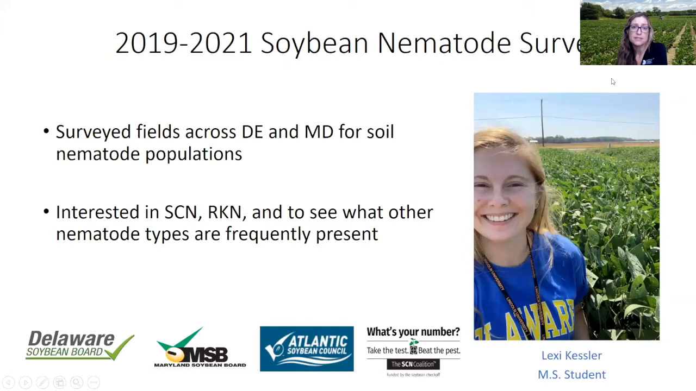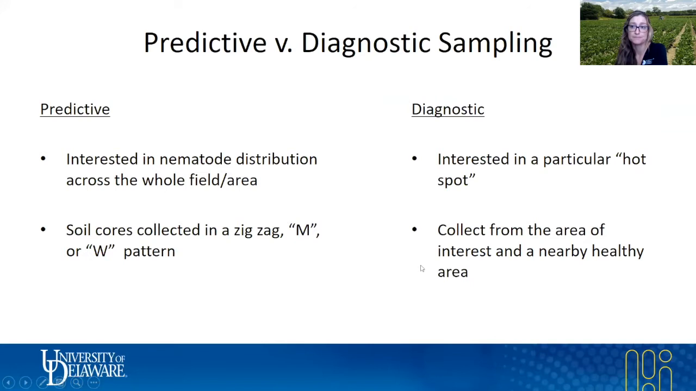So to begin with some of this work, we were interested in just getting a handle on nematode distribution within the area. We were very interested in soybean cyst, but we also wanted to learn about root knot nematode and potentially if there were any other nematode types out there that we needed to be concerned about as well. A grad student in my lab, Lexi Kessler, has been involved with this project for many years. And we've had a variety of sources supporting us through both the Delaware and Maryland soybean boards, the Atlantic Soybean Council, and our work with the Soybean Cyst Nematode Coalition.